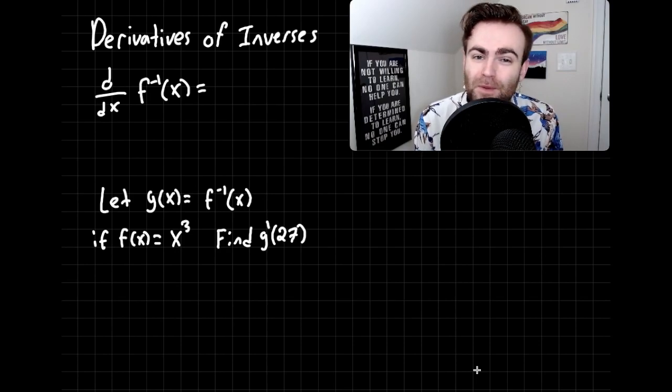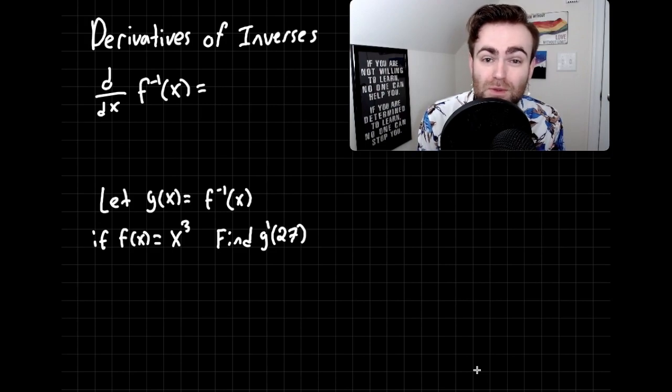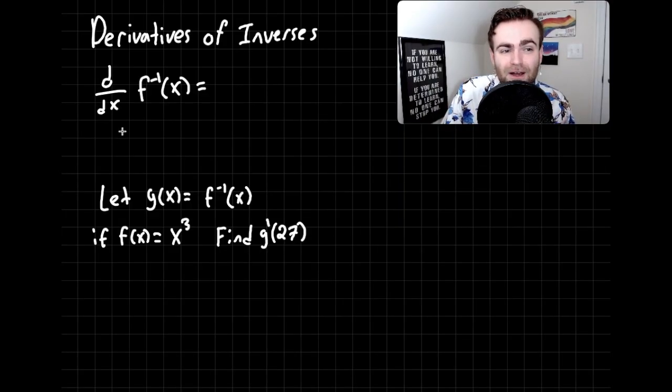Welcome everyone to a quick overview of Unit 3, Lesson 3, which is all about the derivatives of inverse functions. So without any further ado, let's get started. The derivative of an inverse function is defined as 1 over f prime of f inverse of x.